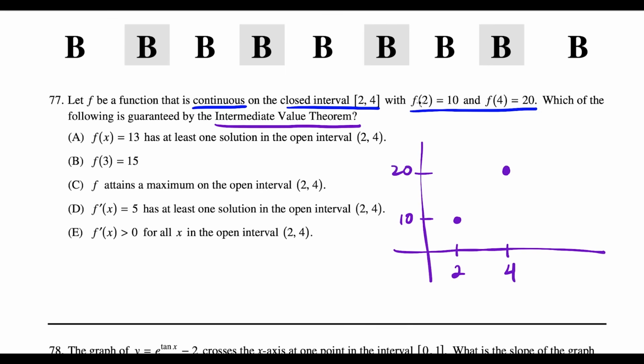With the intermediate value theorem, whatever your two function values are, as long as your function is continuous, you have to pass through every y value between 10 and 20. So when I draw this out, this could look a number of ways. But one thing that's guaranteed by the intermediate value theorem is that as long as your function is continuous, we can't skip any y values between 10 and 20. So this is definitely going to be choice A, because f of x equals 13. Notice 13 is between 10 and 20. It has to have at least one solution. We cannot skip 13 on the way from 10 to 20. So this is definitely choice A.